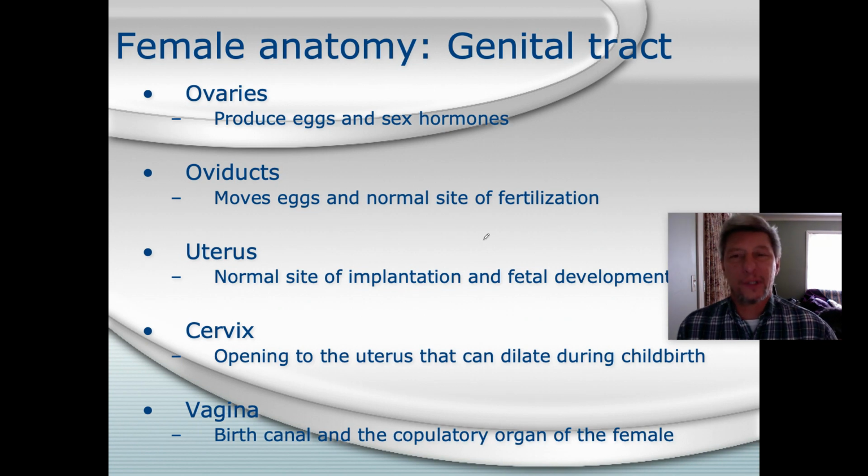The female genital tract begins with the ovaries. These are the two gonads, the glands that produce not only sex hormones for the endocrine system, but also eggs. The ovaries themselves are located inside the abdominal cavity, and they are connected to the rest of the genital tract by two oviducts. These are long tubes that pick the eggs up at the ovaries and carry them down into the uterus. And fertilization typically takes place inside the oviducts.